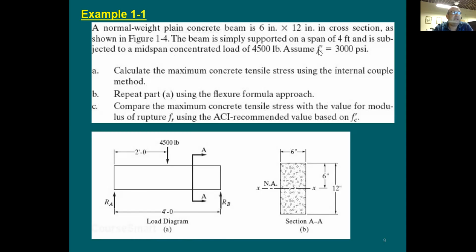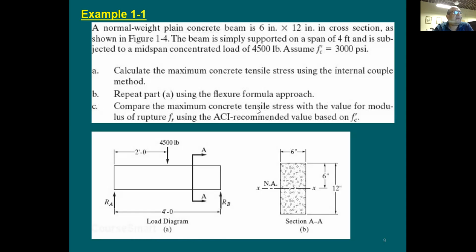It says, assume F prime C is 3,000 psi. This is going to be the specified concrete. Item A: calculate the maximum concrete tensile stress using the internal couple method. I haven't heard about this yet. Repeat part A using the Flexure Formula approach. Did you guys hear about this Flexure Formula approach? Yes? All right, great.